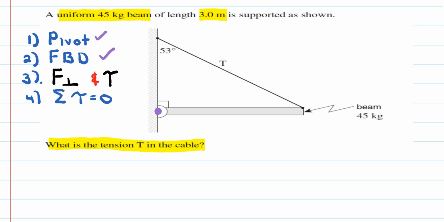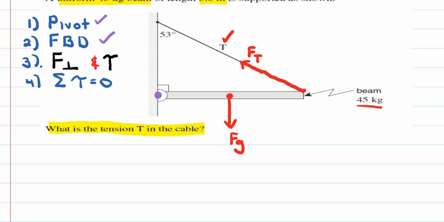Okay, so since the beam has a mass of 45 kilograms, it has a center of gravity right in the middle of the beam. So here's your force of gravity acting in the downwards direction. So that's your first force acting on this particular problem. And since we have a cable in this problem where we need to calculate the tension, we also have a force tension right here. So I can label that as F with a subscript of T. So there's our free body diagram for this particular problem.